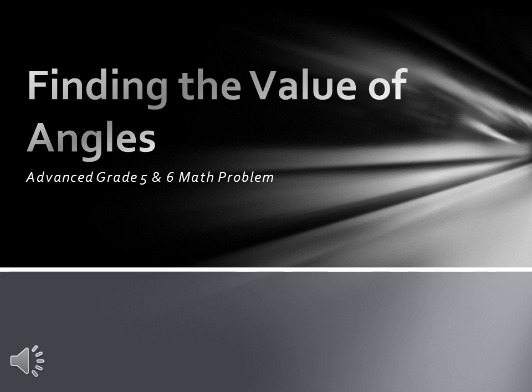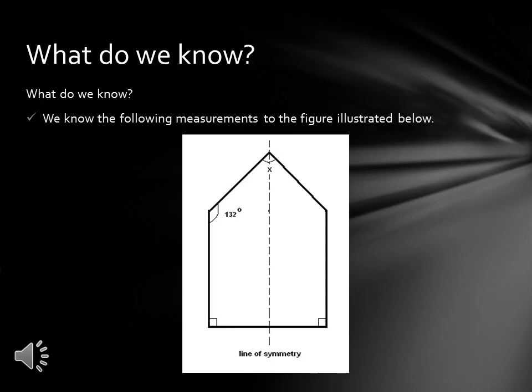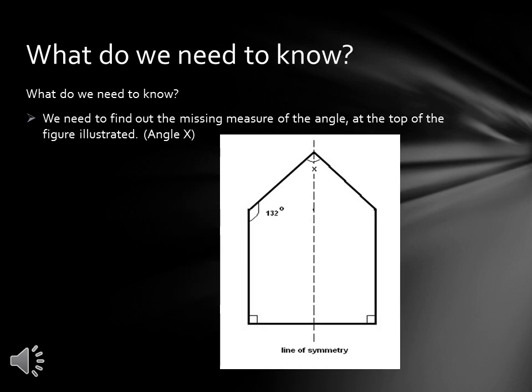Finding the value of angles in an advanced grade 5 and 6 math problem. What do we know? We know the following measurements of the figure illustrated below. What do we need to know? We need to find the missing measure of the angle at the top of the figure, angle x.